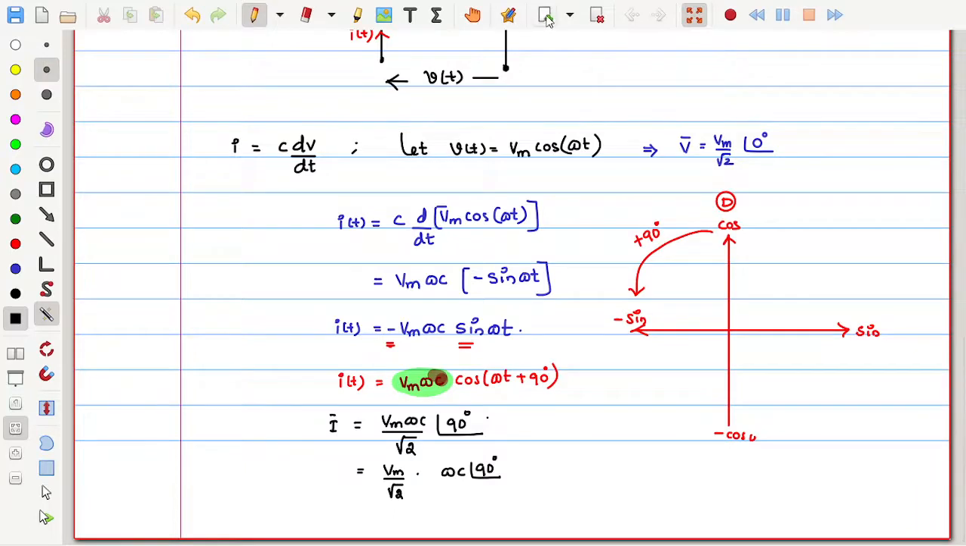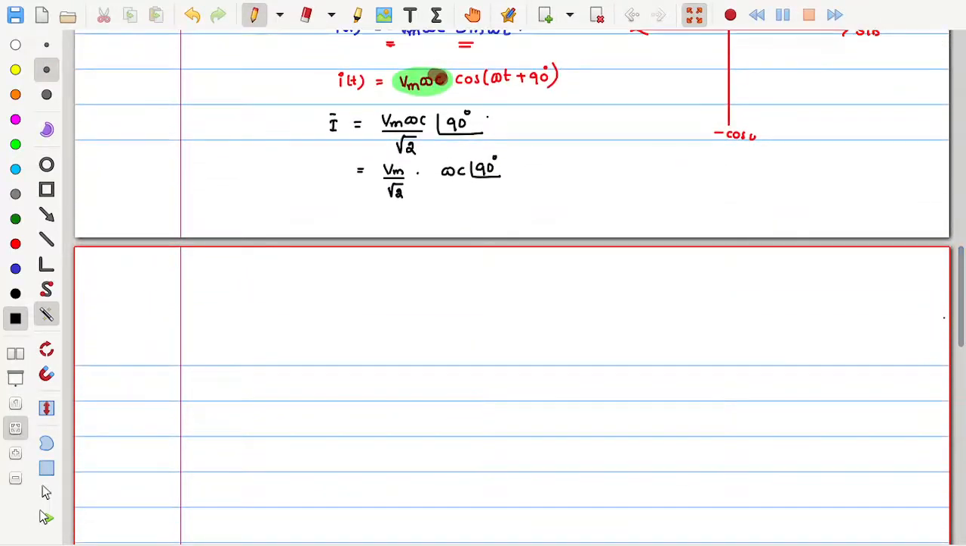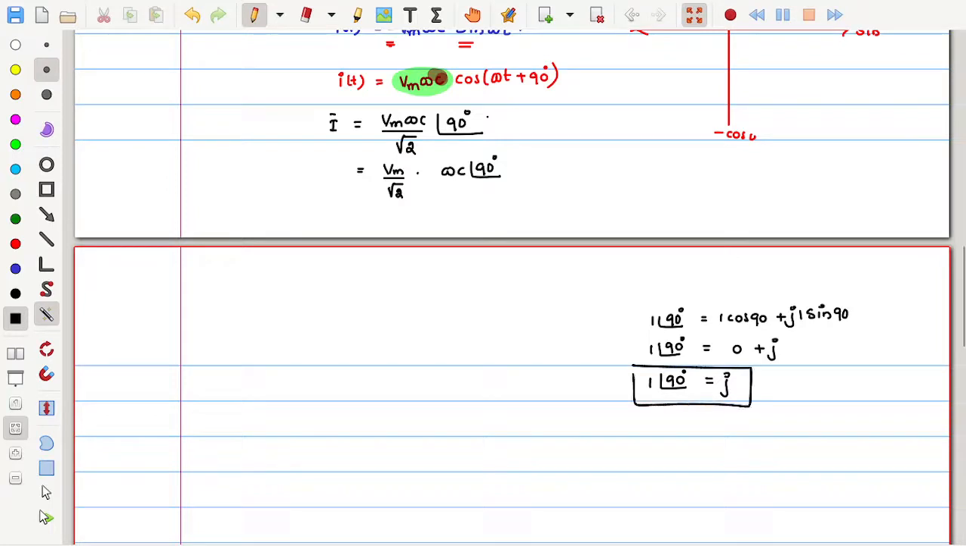So I just want to show here, every time I am in a dilemma whether you know this or not. 1 at an angle of 90 degrees can be written as 1 cos 90 plus j 1 sin 90. Cos 90 is 0, sin 90 is 1. So how much did I get? 1 at an angle 90 is equal to j. Remember this thing. I will not repeat this every time. 1 at an angle 90 is equivalent to j.